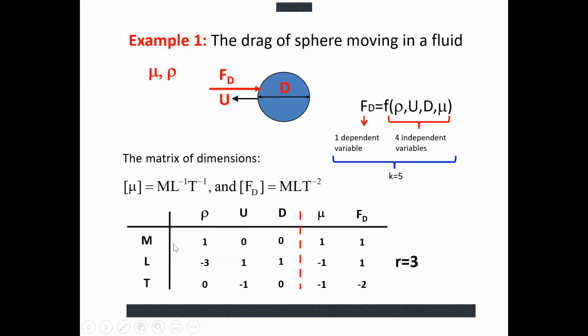As you see, we have all M, L, and T in our problem. So r equals 3, k equals 5. This means that we will have k minus r, which equals 2 pi terms as a result of our operation. After applying Buckingham's pi theorem, we will obtain 2 pi terms.